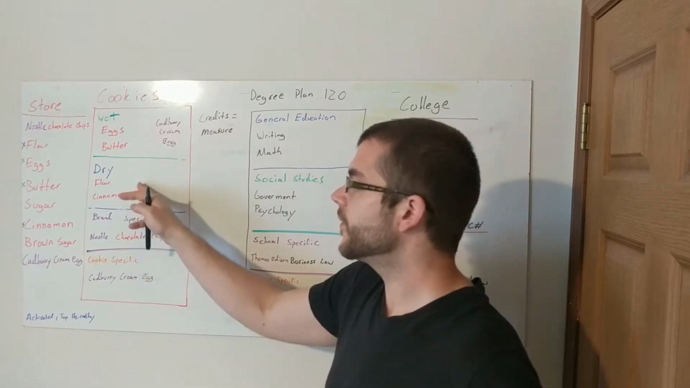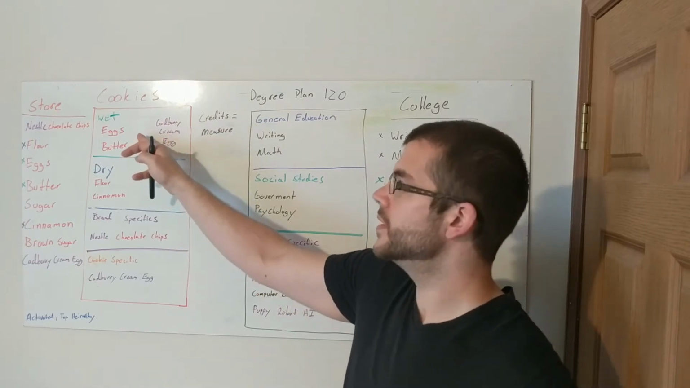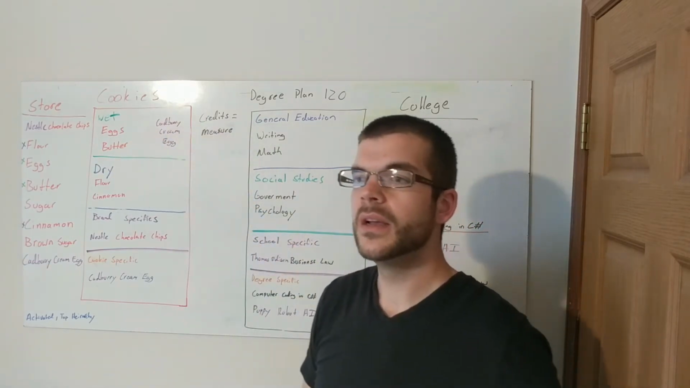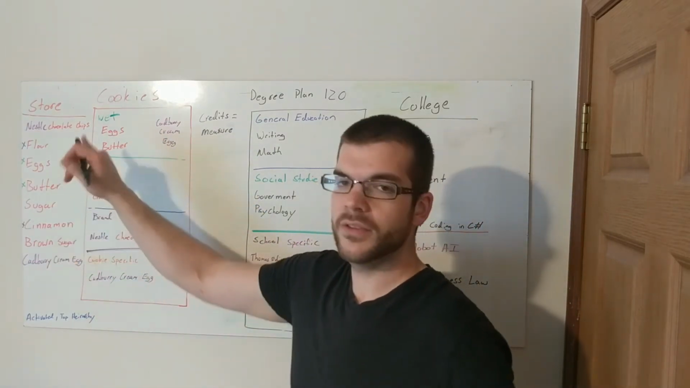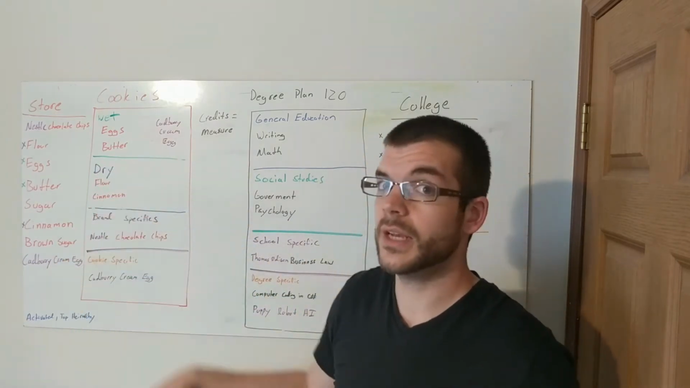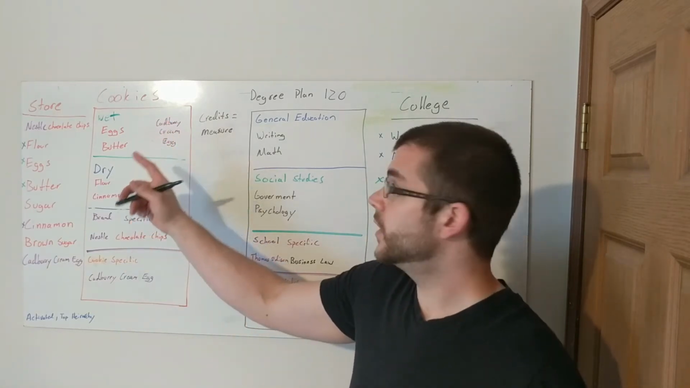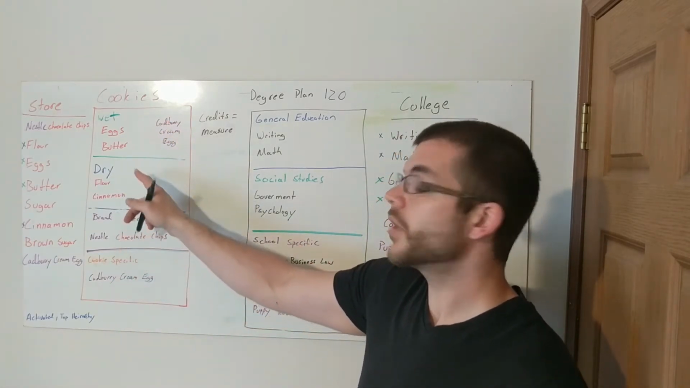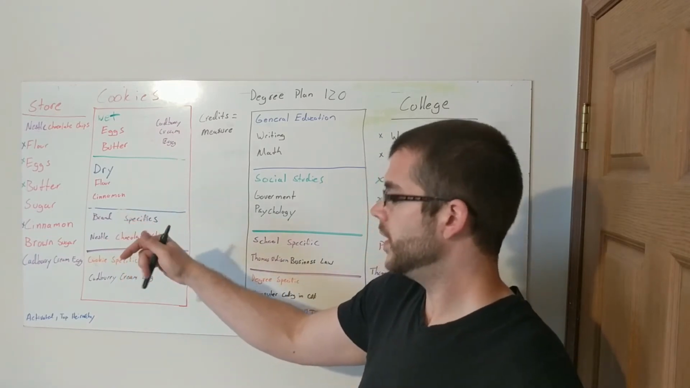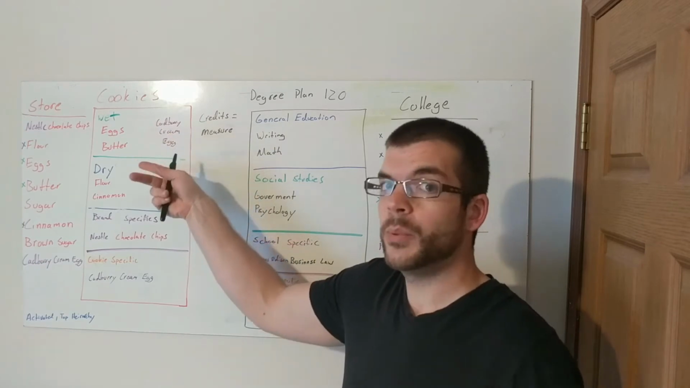And no matter how much flour you have, you'll never be able to put that into the wet ingredients category. So not only do you need a variety of ingredients, but those ingredients fall into certain sort of subsections. So in cookies, we call those wet ingredients and dry ingredients. And they really can't overlap.